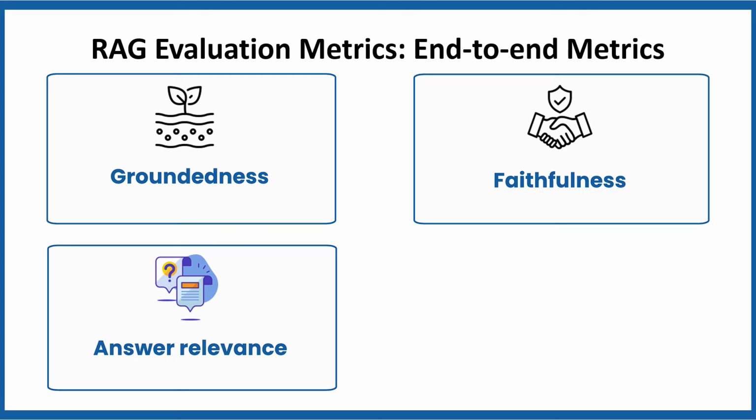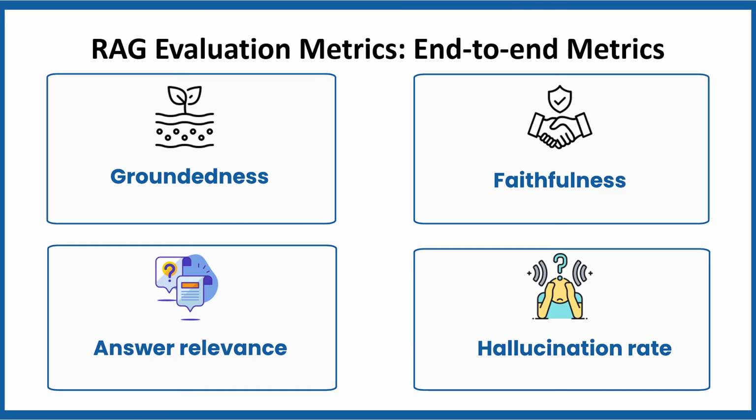Answer relevance measures how well the generated answer directly addresses the user's question. It checks if the response stays on topic, avoids unnecessary information, and focuses on what the user asked. High relevance means the model did not drift away and provided information that is useful, focused, and aligned with the query.